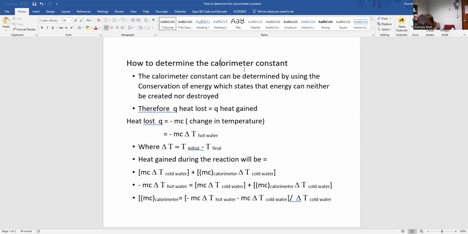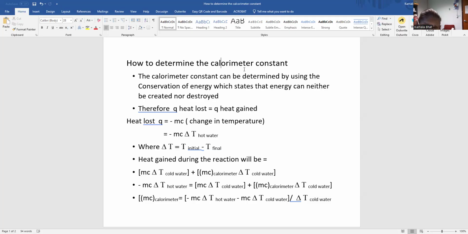Now, the heat gained by the calorimeter, we cannot find out directly. But what we do is we get the term called the calorimeter constant, which is simply the heat capacity of the calorimeter, because mass multiplied by the specific heat gives you the heat capacity.